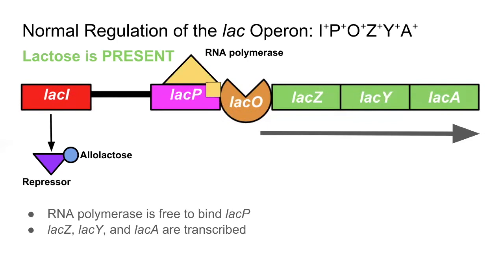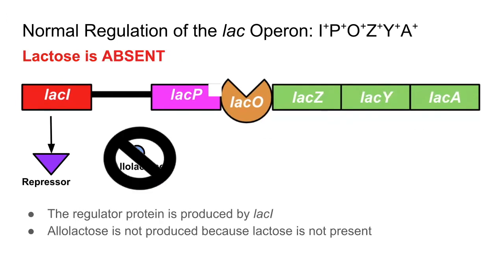Because the repressor molecule cannot bind to LAC-O, RNA polymerase is free to bind to the promoter region, LAC-P. RNA polymerase carries out transcription of the Lac Operon, here transcribing LAC-Z, LAC-Y, and LAC-A. Now we have the same genotype of the Lac Operon, but instead in the absence of lactose.